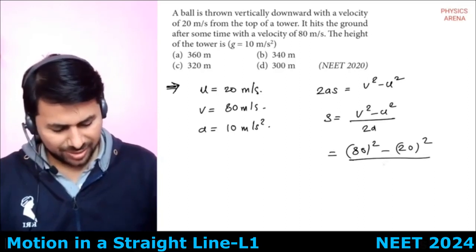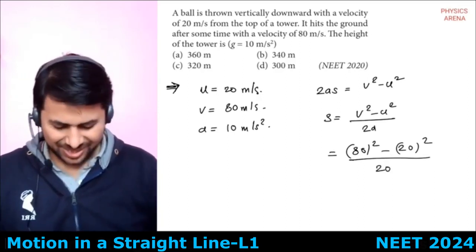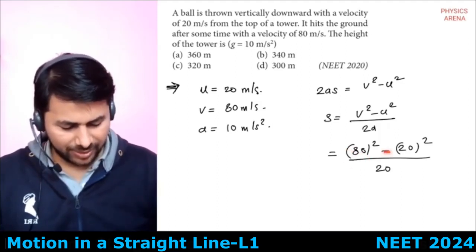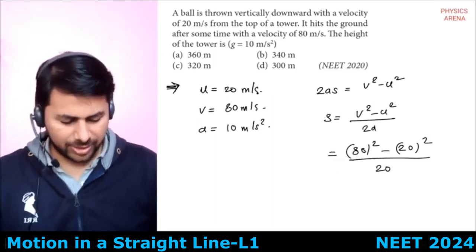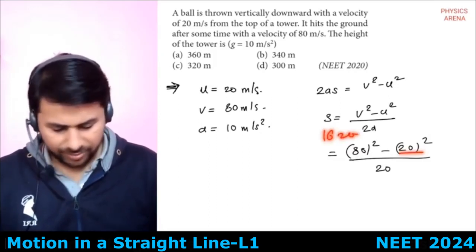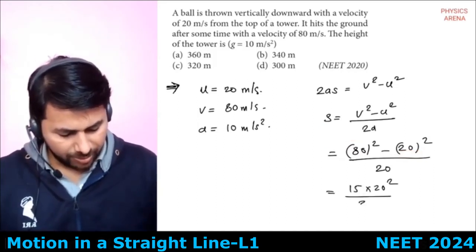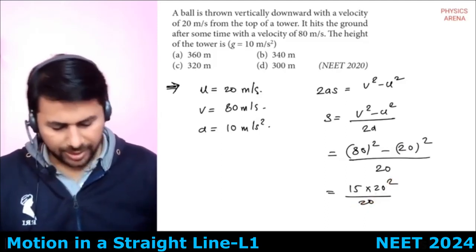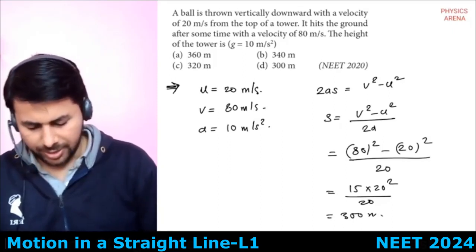Okay, good. So let me just cross check. This is, you can say, 4 times 20 square minus 20 square. So it will be 15 times 20 square, because 16 times 20 square minus 20 square is 15 times 20 square, upon 20. So it is right. 15 times 20, 300. Option D, good.